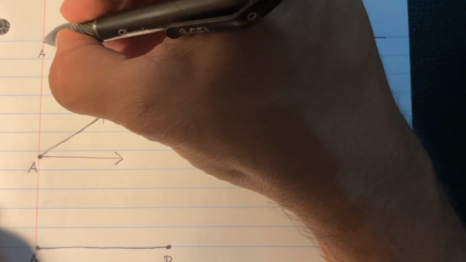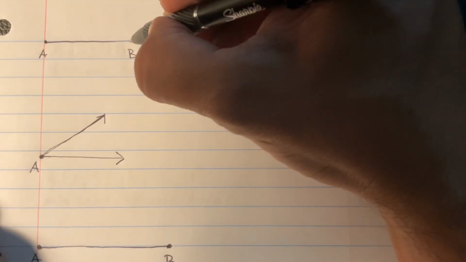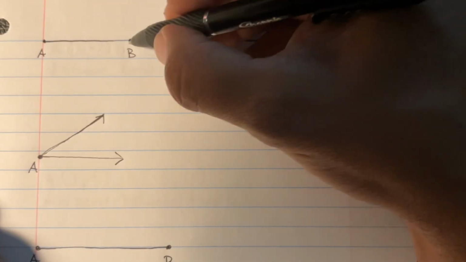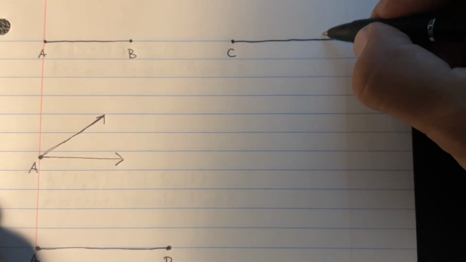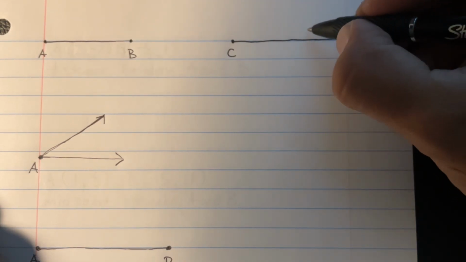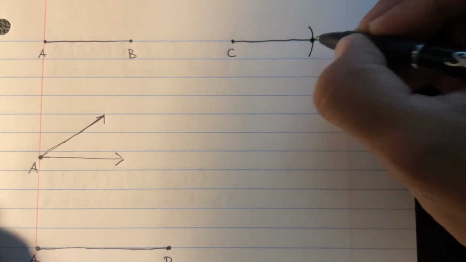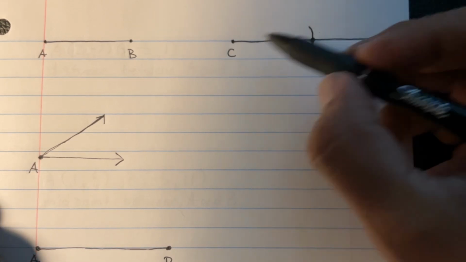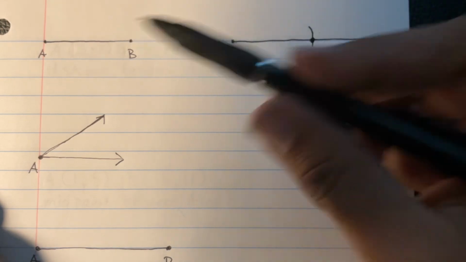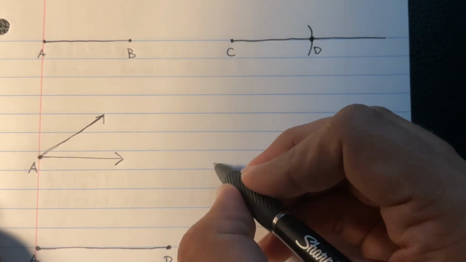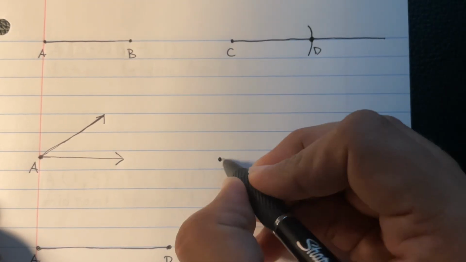So you're going to put the compass, the sharp point here and the point that writes there. And then you're going to mimic it over here. So it'll look something like this. And then where they intersect will be point D. And now CD is congruent to AB. Pretty simple, pretty easy.